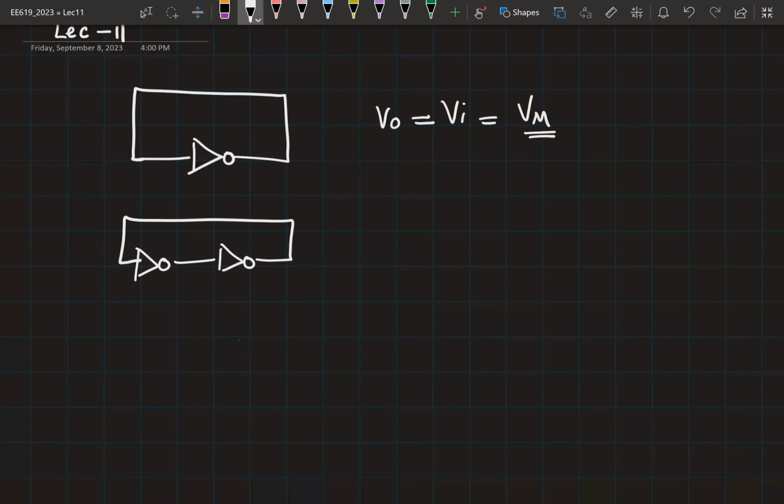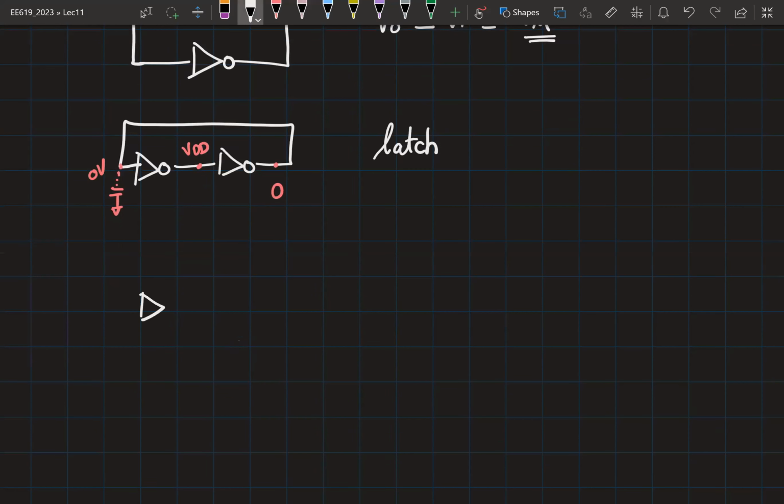So the zero is again driving this node. So the states are not going to change, right? Basically, this circuit has memory now. Unless you drive something else from outside, it will be able to hold this value as long as supply voltages are there, right? So this is basically a latch. Okay, so now we'll put three inverters in a feedback.